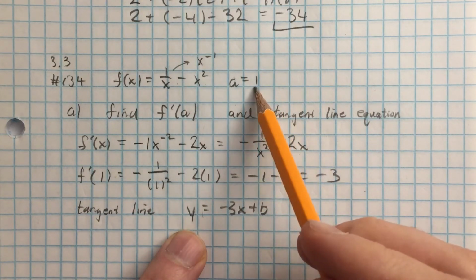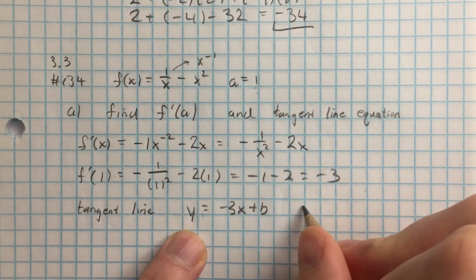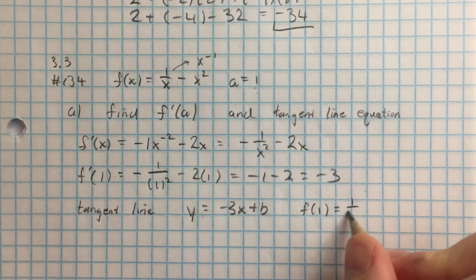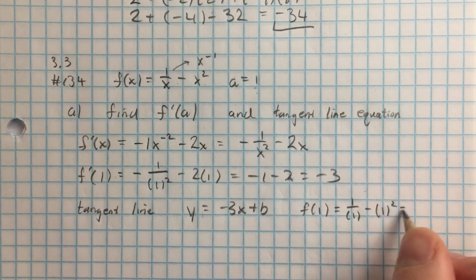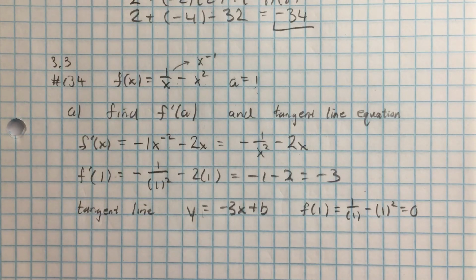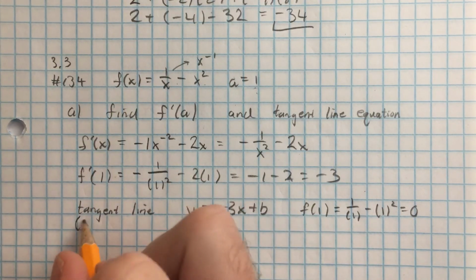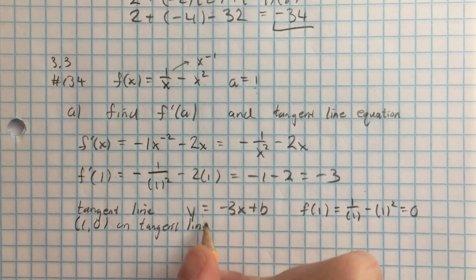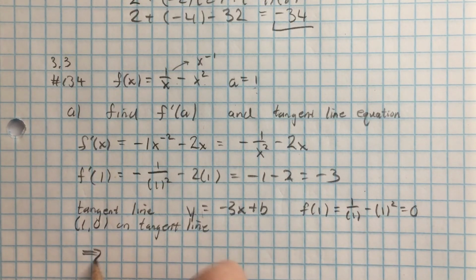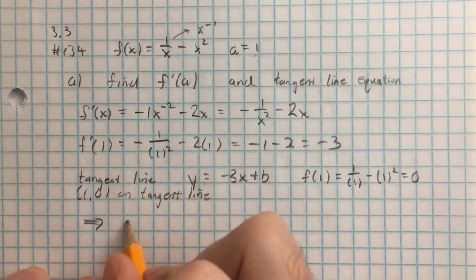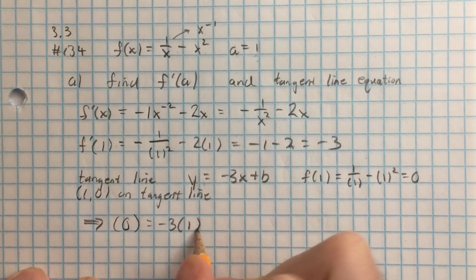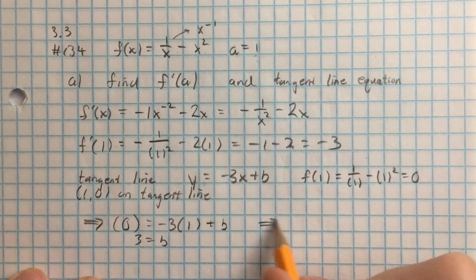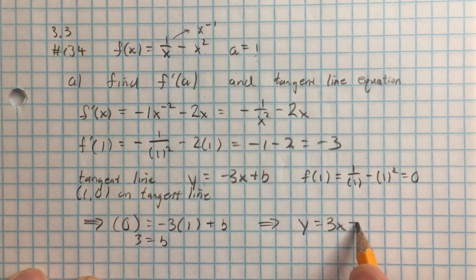So if I just plug this x value into the original function, f of 1 itself should be 1 over 1 minus 1 squared, but that's 0, of course. So it looks like (1, 0) is on the tangent line. So therefore, we can put 0 equals negative 3 times 1 plus b, therefore b is positive 3, and we have our tangent line completed. y equals negative 3x plus 3.